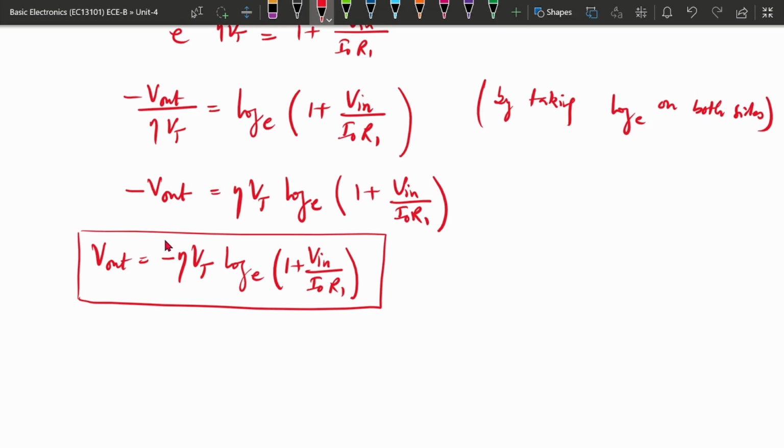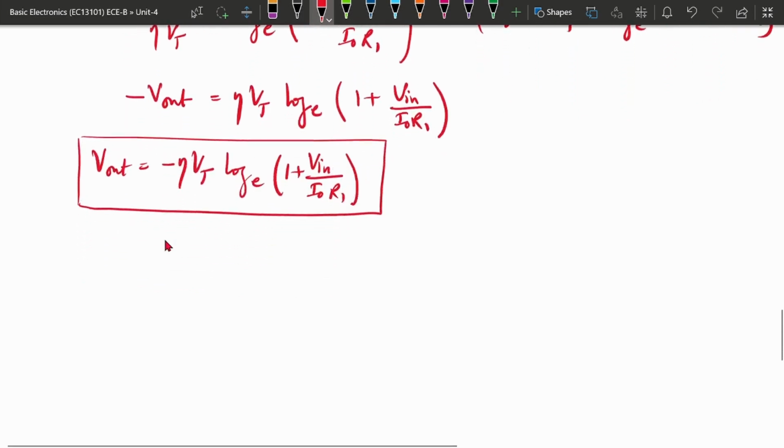Once we have got the output, we can see that the output is in relation with the log of the input. There are some other parameters, but in the final conclusion we can see the output voltage is the log of the input. This is the relation.